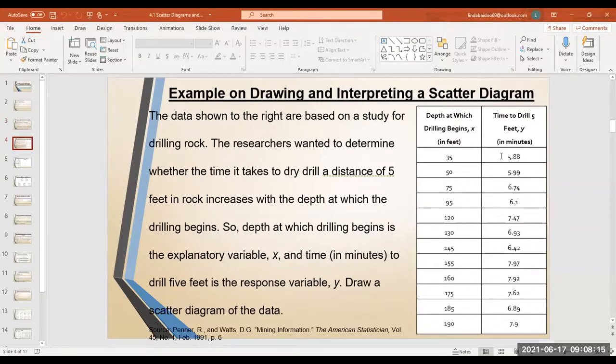So we have some information here. It says the data on the right are based on the study for drilling rock. The researchers wanted to determine whether the time it takes to dry drill a distance of 5 feet in rock increases with the depth at which the drilling begins. So depth at which drilling begins is the explanatory variable x, and the time in minutes to drill 5 feet is the response. Draw a scatter diagram. So we are fortunate, it has still done that.